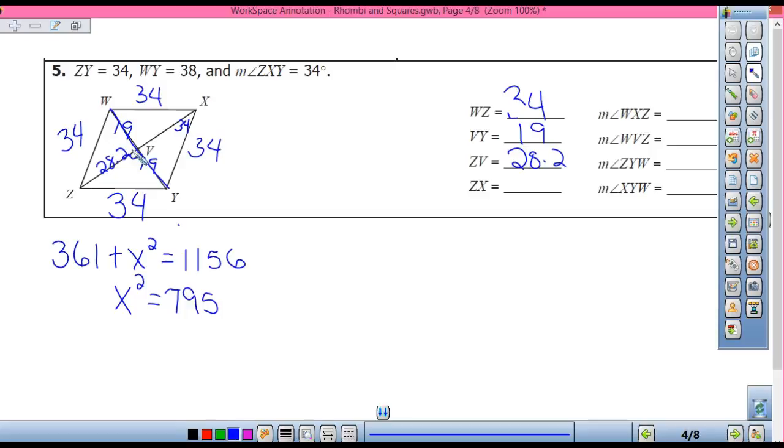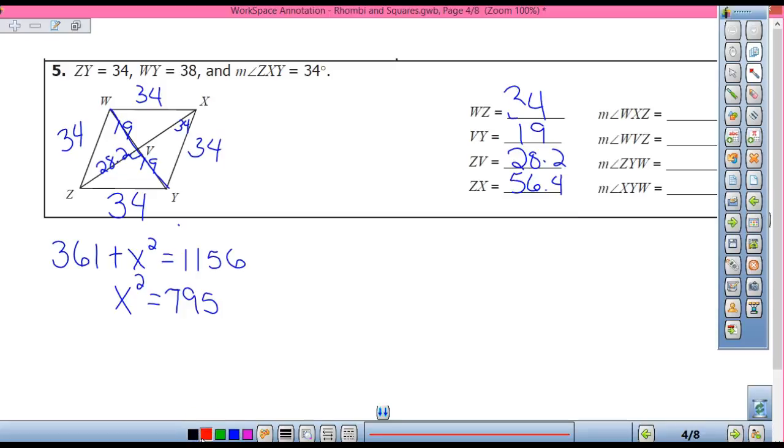So then ZX has to be close. 56.4. There you go. Why? Diagonals bisect each other. Good.